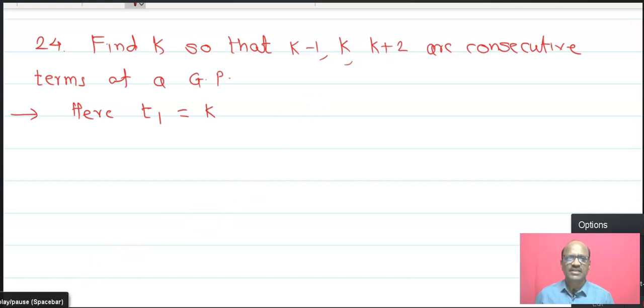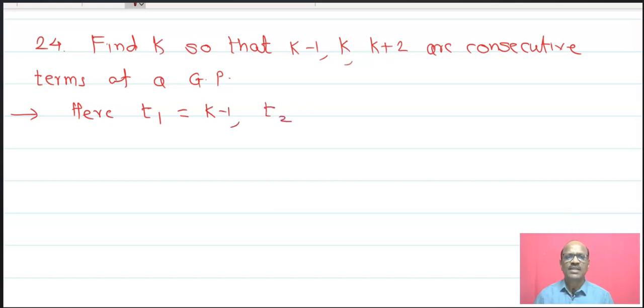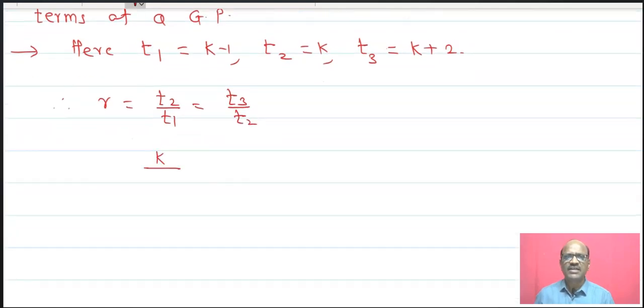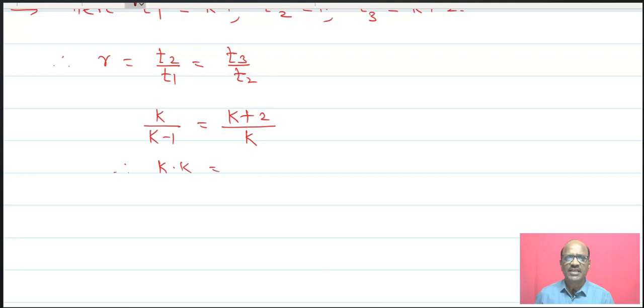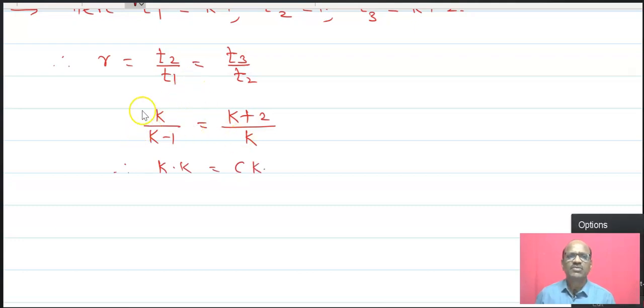Now see this, T1 is equal to k minus 1, T2 is equal to k, T3 is equal to k plus 2. Now what is meant by r? r is equal to T2 upon T1, T3 upon T2, so k upon k minus 1 is equal to k plus 2 upon k. Now we perform the cross multiplication, that is k into k is k square, and on the right hand side k plus 2 into k minus 1.